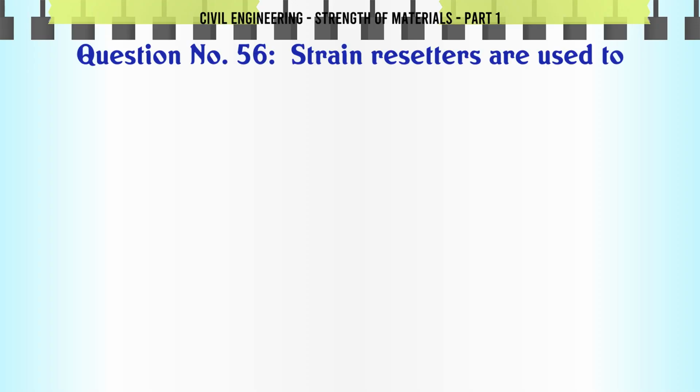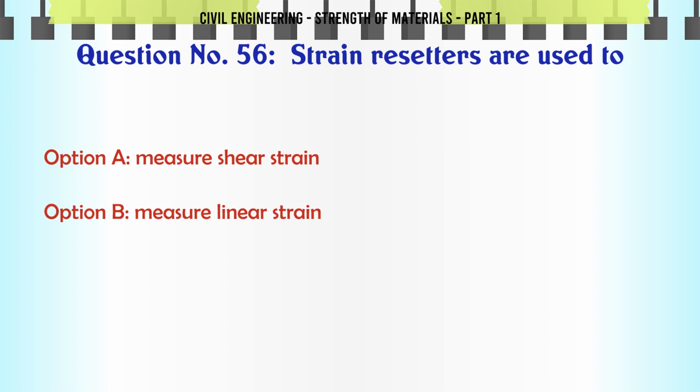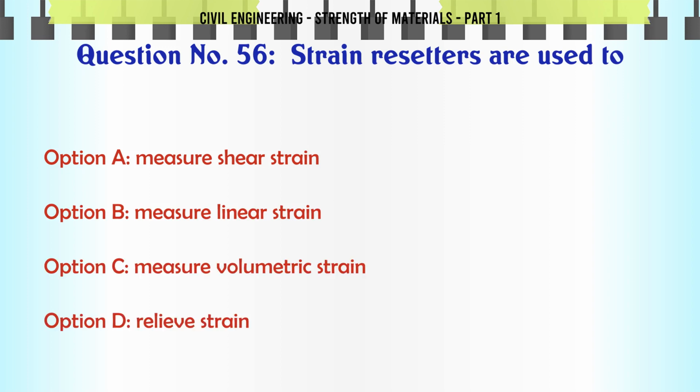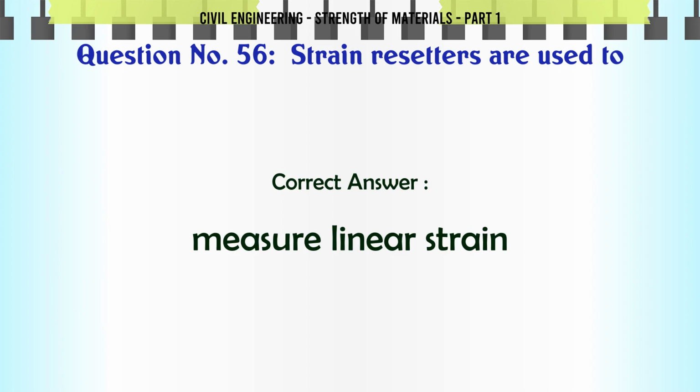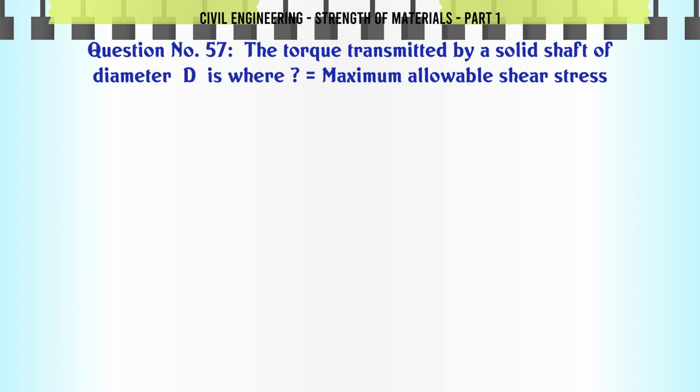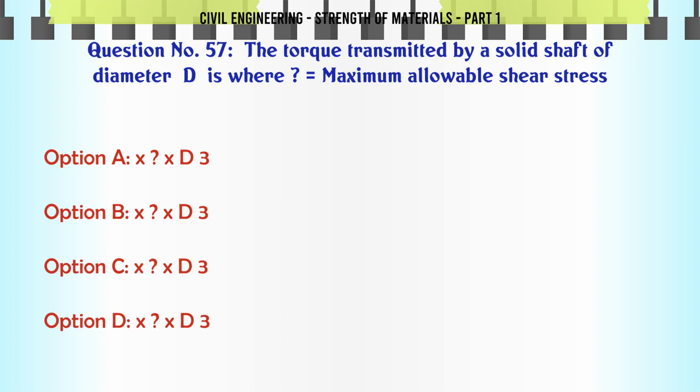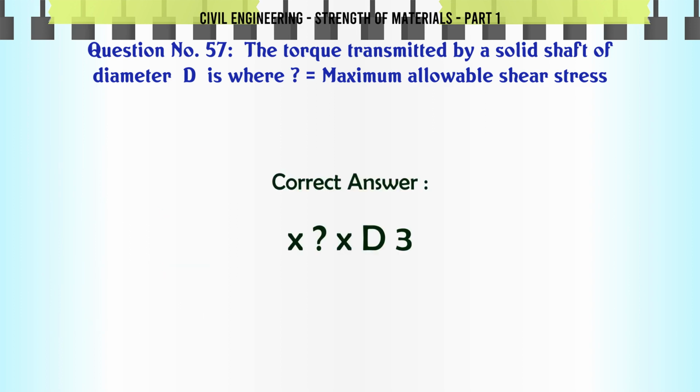The correct answer is polar modulus. Strain gauges are used to: A. measure shear strain, B. measure linear strain, C. measure volumetric strain, D. relieve strain. The correct answer is measure linear strain. The torque transmitted by a solid shaft of diameter d, where τ is the maximum allowable shear stress, is: A, B, C, D, each a multiple of τd³. The correct answer is the option with π/16 τd³.